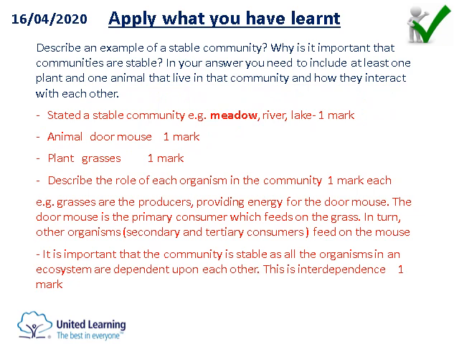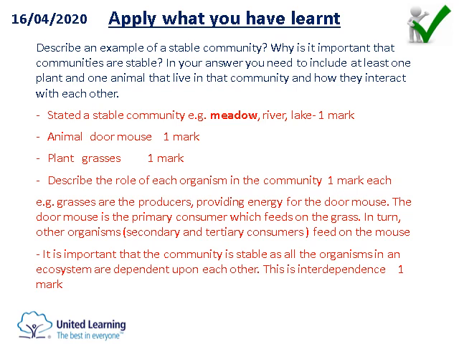So, like I said, you've stated an example of a stable community. For example, I'm going to use a meadow, but you could have had a river, a lake, a woodland, an ocean, etc. So my animal I've chosen is a dormouse. My plant I've chosen is a grass.